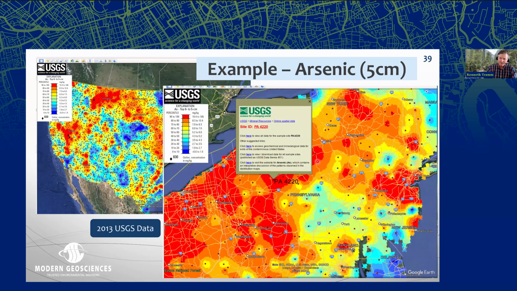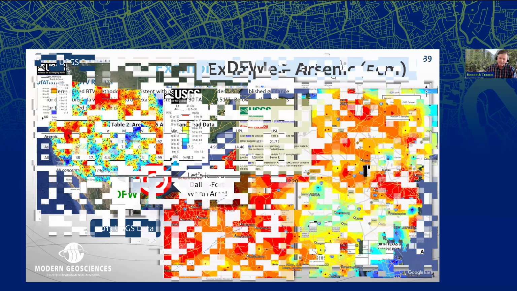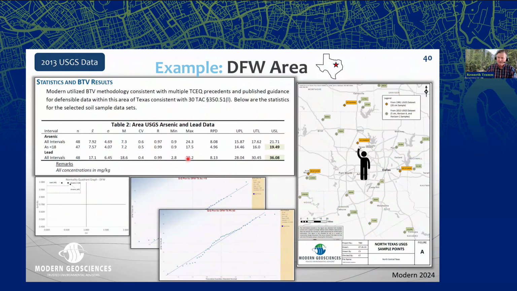Each of those can be pulled in. This is actually in Google Earth. I just pulled it in so I could play with it. And you can see the individual concentrations by clicking through, and you can develop your own data set to work backwards from. I'll give you an example for Texas because that's where I'm sitting right now.